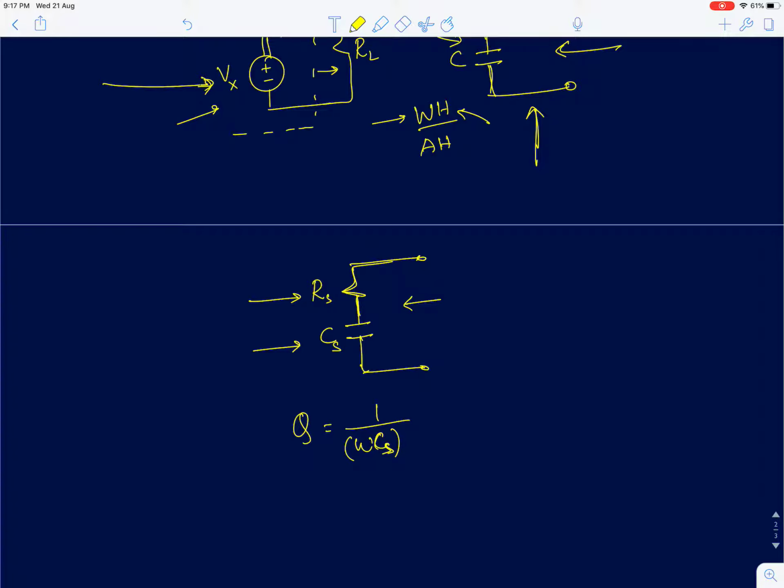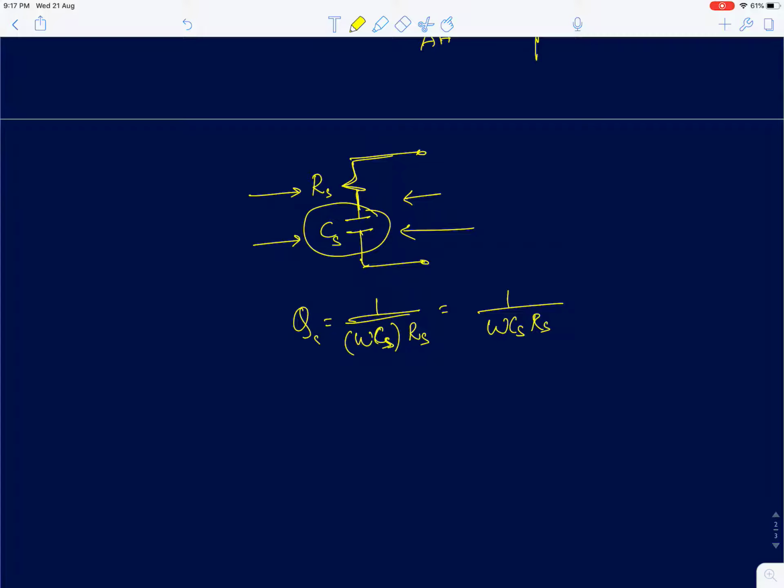For all the frequencies of interest, we want this element to behave like a capacitor. So for that, the reactive part, the impedance of the capacitance, should be much greater than the impedance of the resistance. And I'm going to divide this by the series resistance, so you're going to get 1 by omega Cs Rs. So this is the series Q, which I'm going to call Qs, of a series RC circuit.